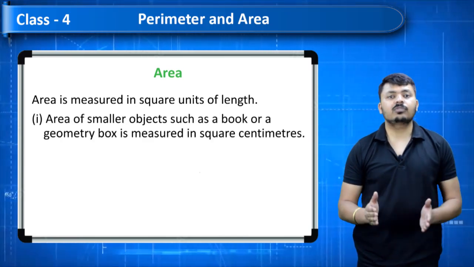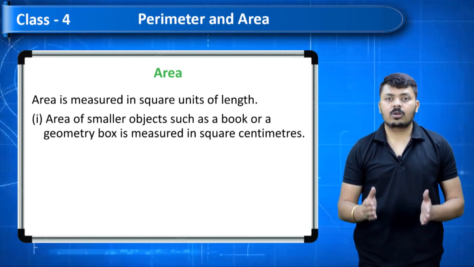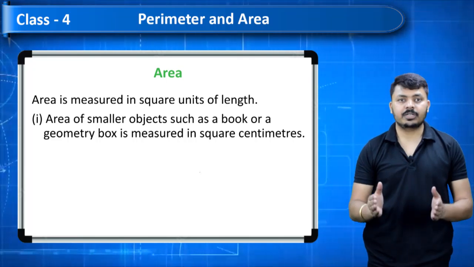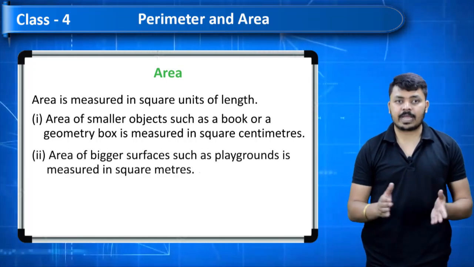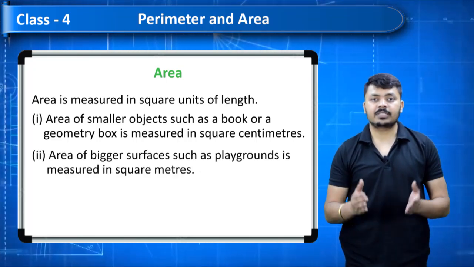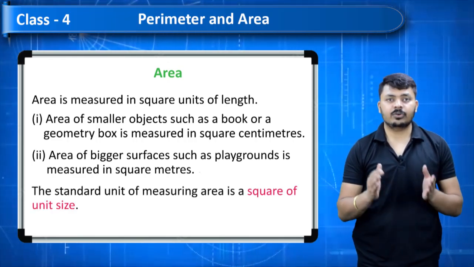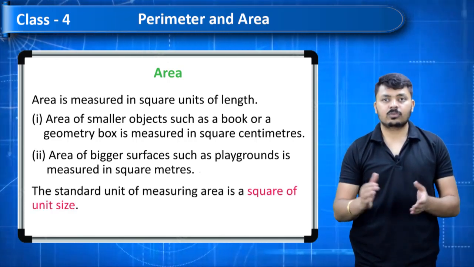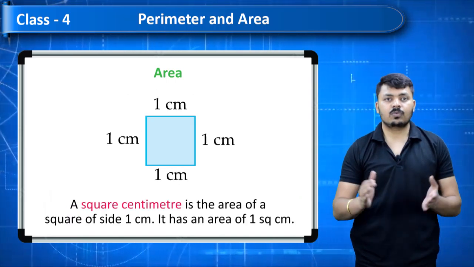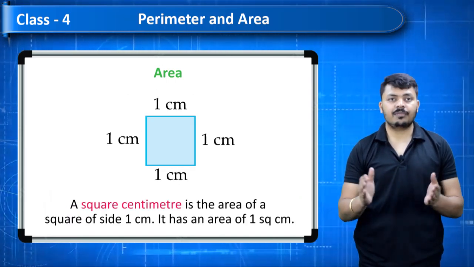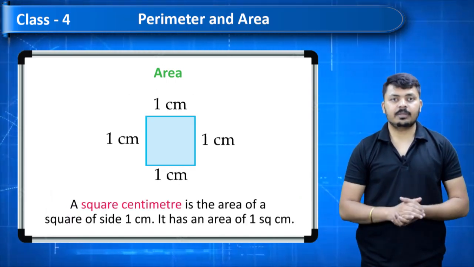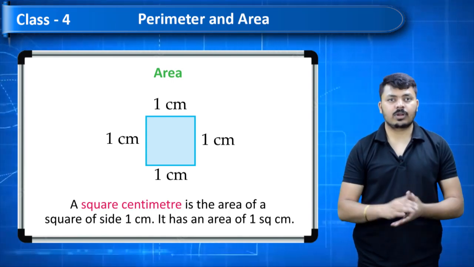First, area of smaller objects such as a book or a geometry box is measured in square centimeters. Second, area of bigger surfaces such as playgrounds is measured in square meters. The standard unit of measuring area is the square of unit size. A square centimeter is the area of a square of side 1 centimeter. It has an area of 1 square centimeter.